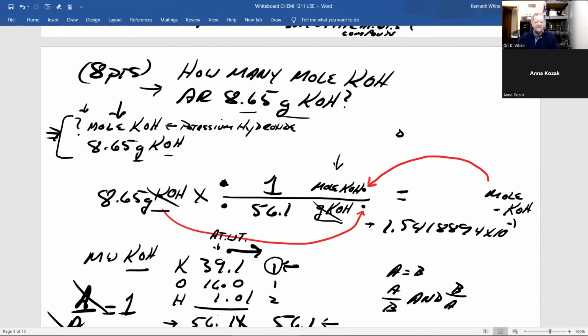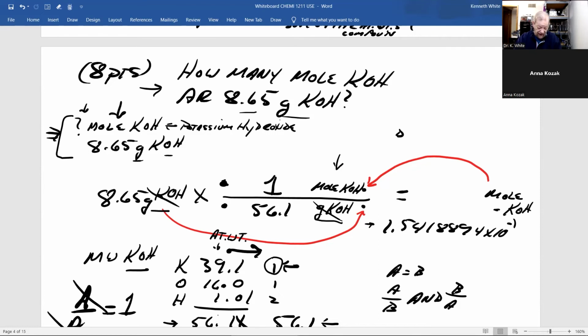Can you just show me one more time how to use the calculator? Because I have weird answers and I don't know why. I have 0.15 and you have 1.54. All right, do you have it in scientific notation? Yeah, I have the same as you do. All right, let's do it again. Clear it. That's the important thing. Always remember to clear it.